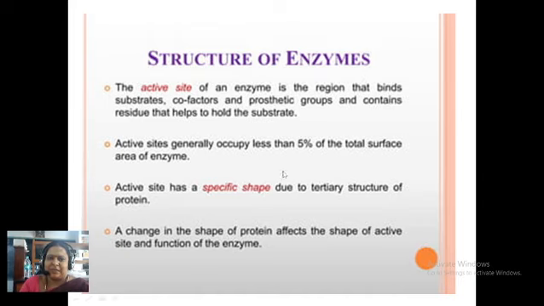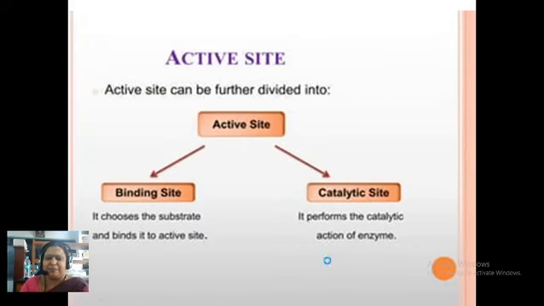Structure of enzymes. The active site of an enzyme is the region that binds substrates, cofactors, and prosthetic groups and contains a residue that helps to hold the substrate. Active sites generally occupy less than 5% of the total surface area of the enzyme. The active site has a specific shape due to the tertiary structure of the protein. A change in the shape of the protein affects the shape of the active site and the function of the enzyme.